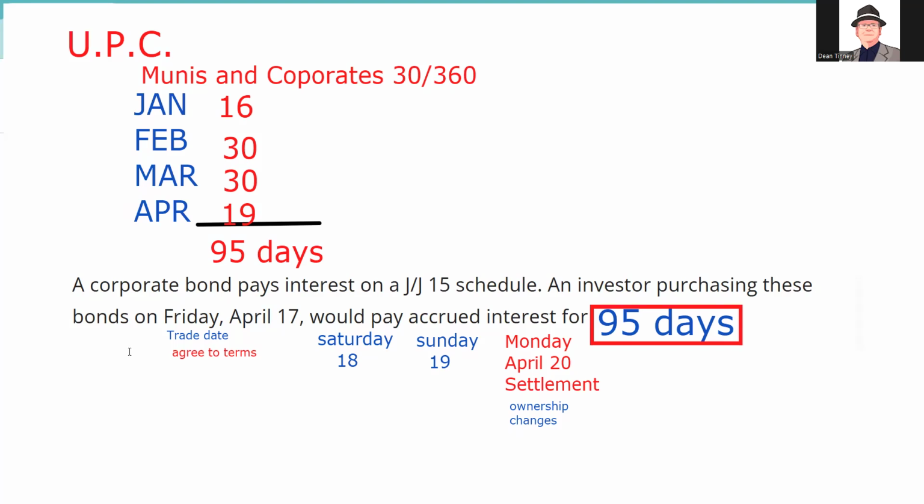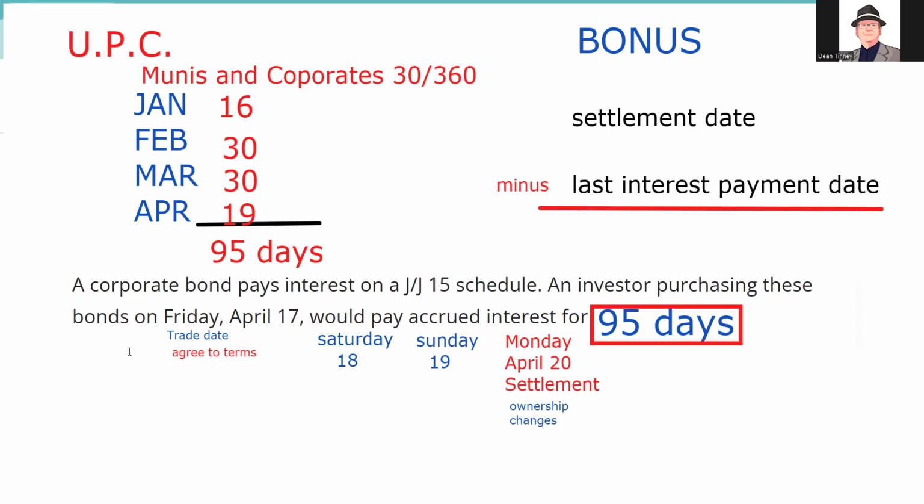Now, as a bonus, I'm going to show you a shortcut. This is how I would do it. I like my shortcut. It's just a lot easier. You're going to take the settlement date and subtract the last interest payment date. So here we take 4/20, April 20th. April is the fourth month in the calendar, 20th settlement. We subtract the last time it paid interest, January, first month in the calendar, 15th. That's 3 months, and you've got to remember that every month has 30 days, so 90 days, and 15 from 20 is 5 days. Another way to get to the answer of 95 days.